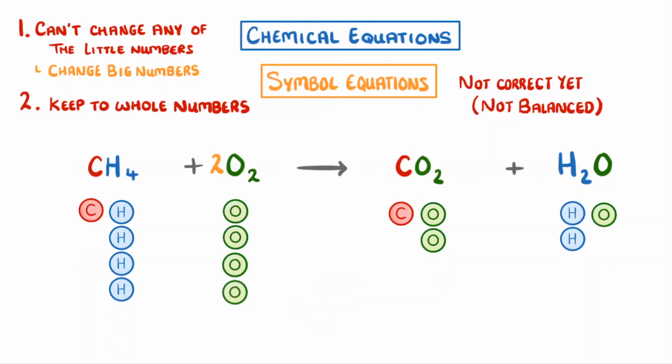This leaves us needing 2 more hydrogens and 1 more oxygen on the right, which we can get by increasing the number of water molecules from 1 to 2. So we now have the same number of each type of atom on both sides of the reaction, and so we're done.